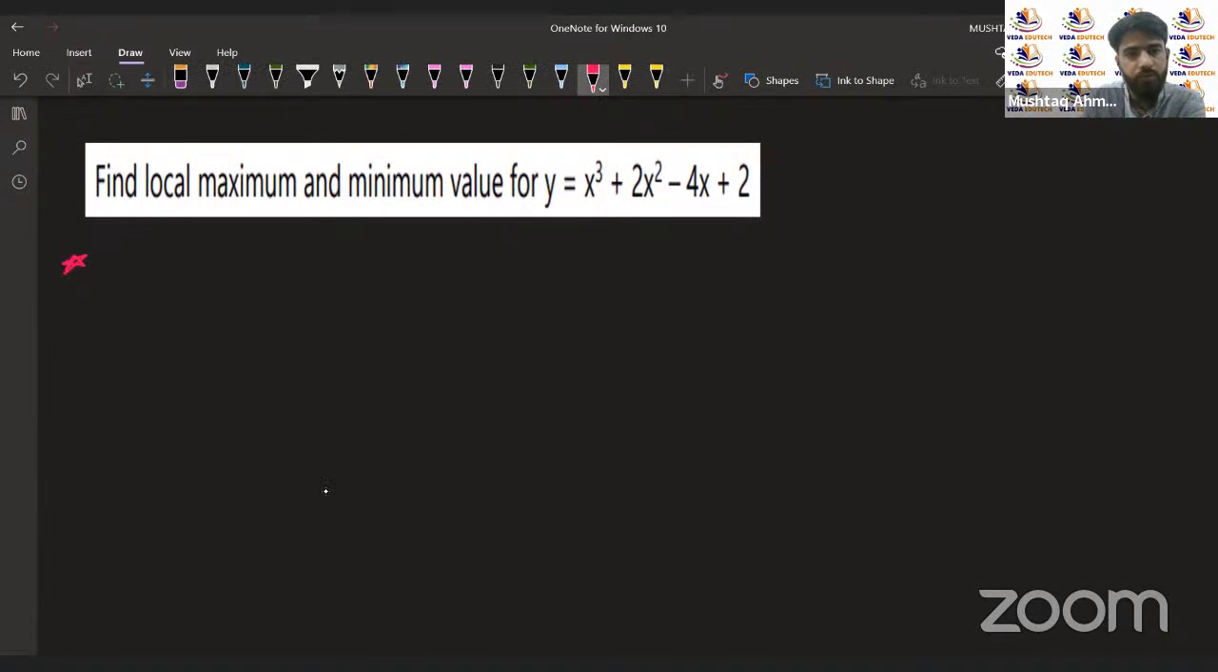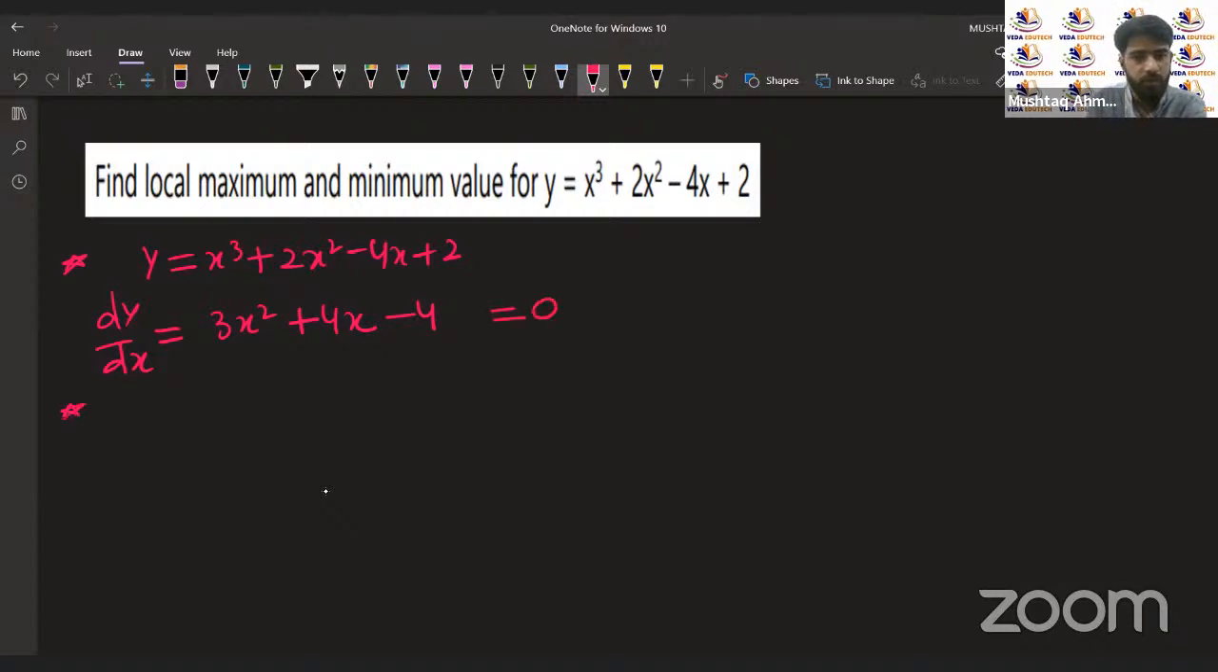We have one more question. The question is y is equal to x cube plus 2x square minus 4x plus 2. We have to see whether this equation has points of maxima or points of minima. We will again calculate its derivative. dy upon dx will be equal to 3x square plus 4x minus 4, and the derivative of the 2 will be 0. We'll put this equal to 0.